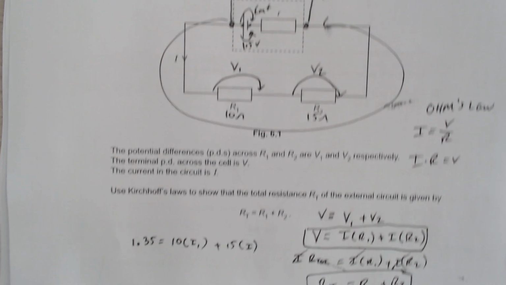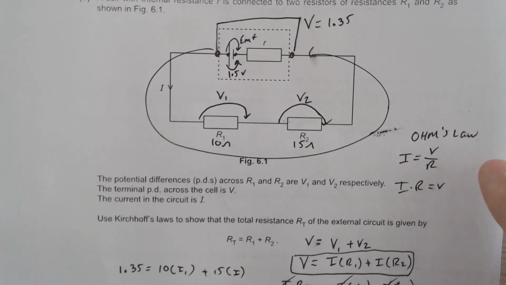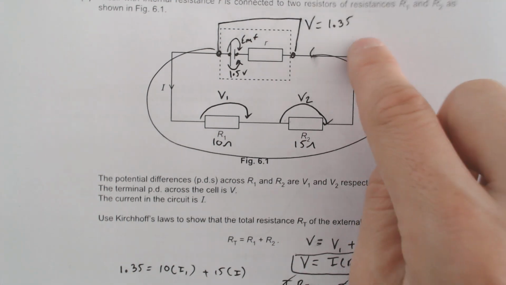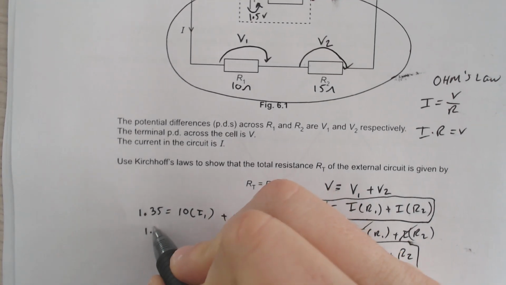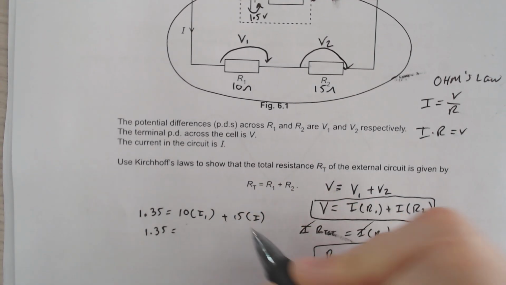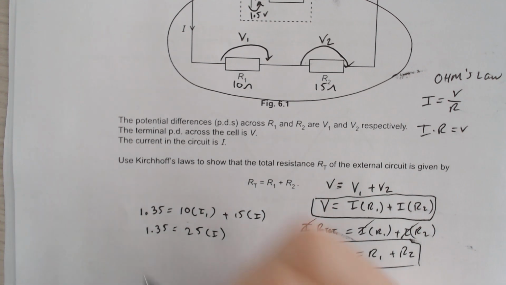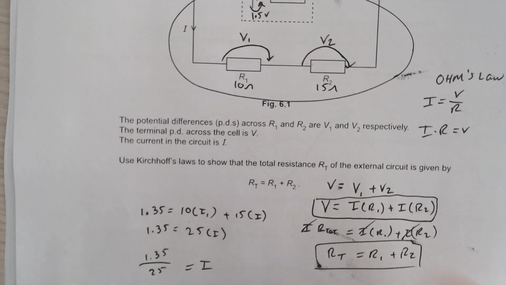Now, you don't have to do that. You could have just used Ohm's law and thought, okay, well, the voltage total, 1.35, not the EMF, but the voltage total, 1.35, and the R total would be 10 plus 15, which is what we're going to do here. We'd have 1.35 would equal 10 plus 15, which is 25I. And then you divide 1.35 divided by 25 would equal the current.